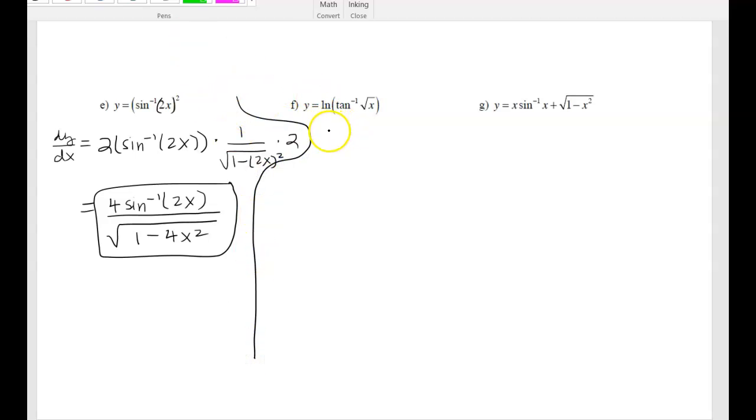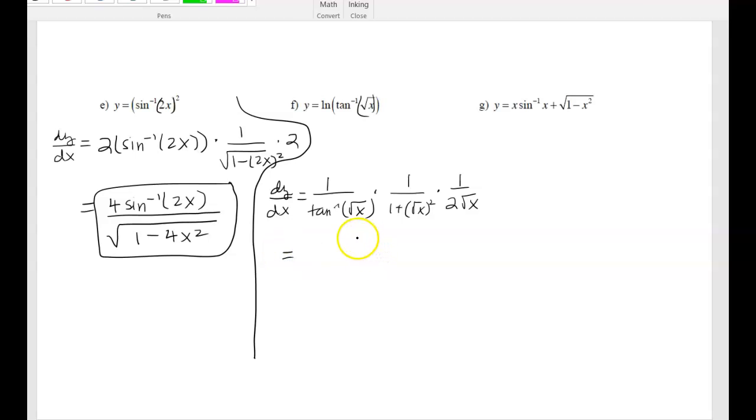All right, for F, we have natural log of inverse tangent of square root of x. I'm going to write it down here. It's going to be a little bit long. So again, this is like a triple, if not quadruple, chain rule kind of problem. So the derivative of natural log of something is 1 over that something, times, now I'm going to take the derivative of inverse tangent of that. So derivative of inverse tangent is 1 over 1 plus x squared. So 1 over 1 plus, instead of x, we have square root of x squared. And then times the derivative of square root of x, which is x to the 1/2. So that derivative is 1/2 x to the negative 1/2, or 1 over 2 square root of x, if you simplify that.